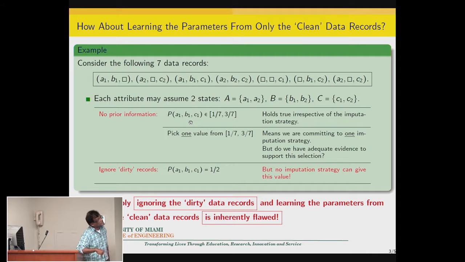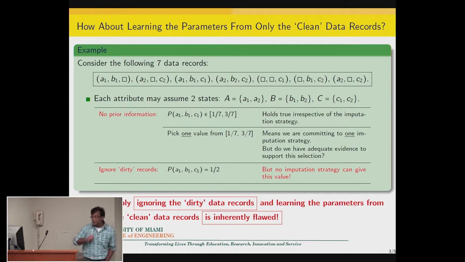So if you do this for this particular data set, believe me, you get between 1/7 and 3/7. Those are the values you get. I don't care what values you put inside the squares, you should get a value between 1/7 and 3/7. There's no way you can get out of that. So if you pick one value from 1/7 to 3/7, you are essentially picking one imputation strategy. That's essentially what you're doing.